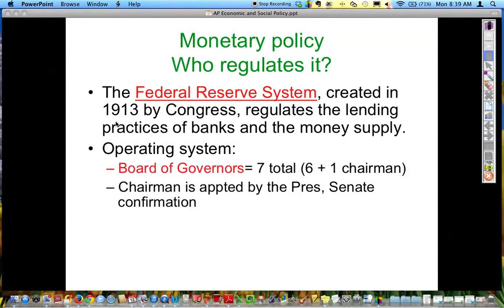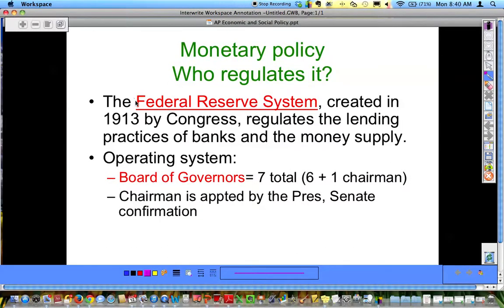The key here on monetary policy is who regulates it. And if you have taken any of the AP exams, you have probably seen this practice question several times. The Federal Reserve, right here, is the key to regulating monetary policy. It was created in 1913 by Congress. It regulates the lending practices of banks. Some people call the Federal Reserve the bank of the banking system, the banker's bank. It is run by a board of governors. There are 7 total.